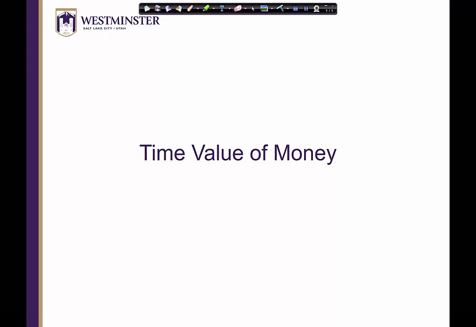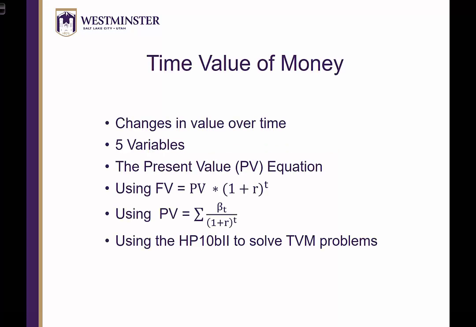In this video module, we're going to take a look at the time value of money and consider some of the different metrics and concepts that we deal with when we're considering time value of money or present value equations. First, we're going to take a look at the changes in value over time. Then we'll look at the 5 basic variables that we think of in the time value of money equation. Then we'll look at the present value or time value of money equation itself.